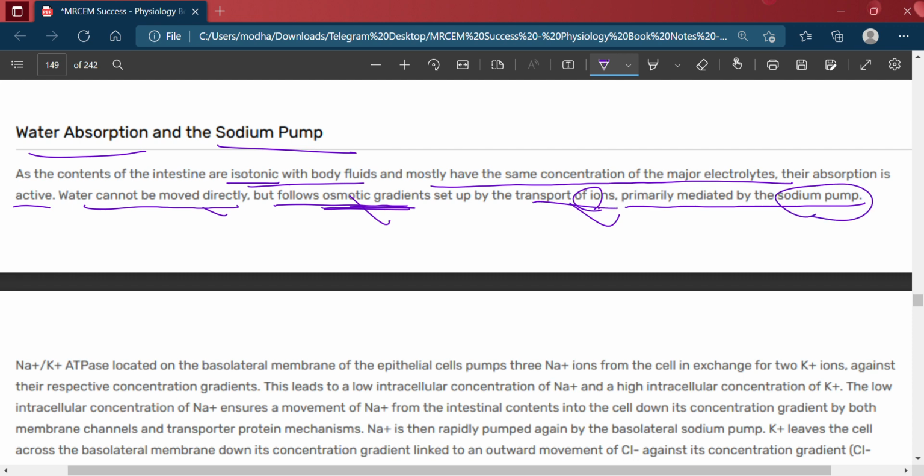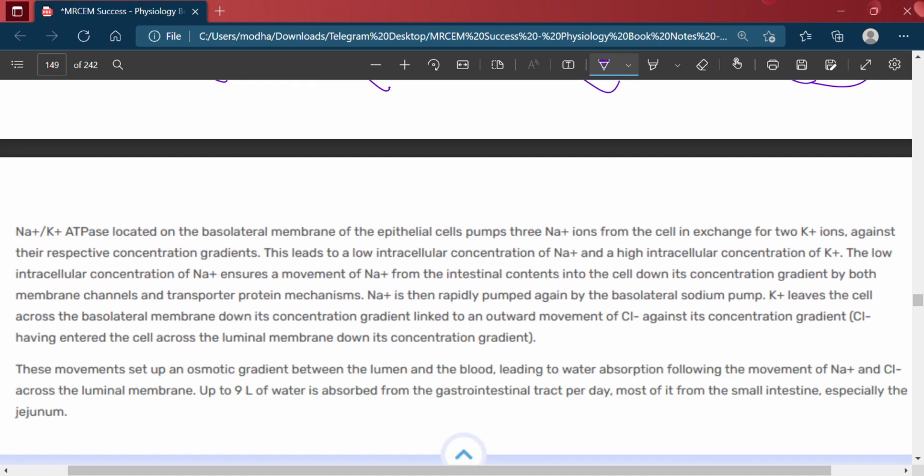Sodium-potassium ATPase is located on the basolateral membrane of the epithelial cell. Three sodium ions from the cell are exchanged for two potassium ions against their respective concentration gradients. This leads to a low intracellular concentration of sodium and a high intracellular concentration of potassium.